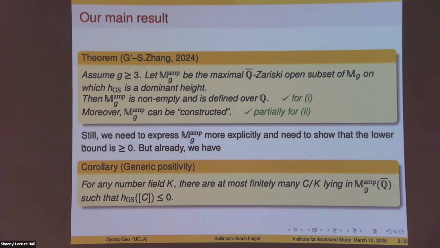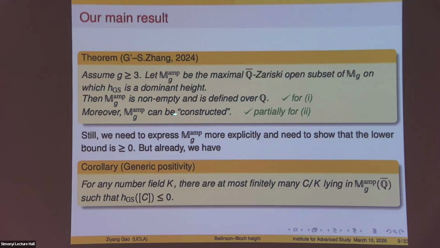Actually, this is our theorem. I write it in a slightly strange way. So assume g is at least 3, we define the maximal Q-bar Zariski dense open subset on which this Gross-Schoen height is a dominant height. Okay, the maximal one, this exists by some Noetherian properties and so on. First of all, question 1 is equivalent to saying that this ample locus is not empty. And it's defined over Q.